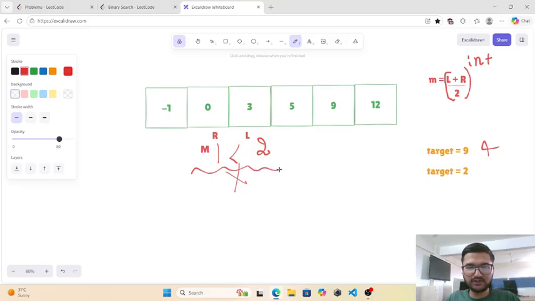Means we cannot find any value minus 2 because L is greater than R. L is left hand side, R is right hand side. So L is always less than or equal to R, and when this condition is false, then we return false, means minus 1, meaning the index of target 2 does not exist.